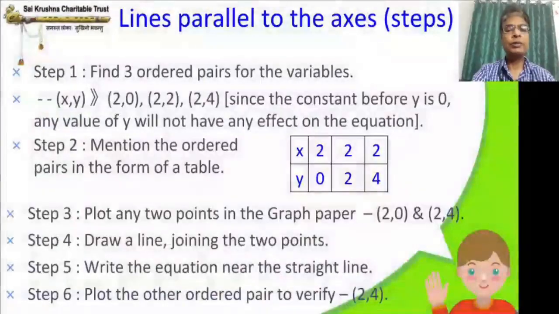We'll go to the next page. Yes, the detailed steps are there. This is for your understanding only. I don't think any one of you requires this, because you are all now thorough in drawing a graph for a linear equation in two variables. Even then, if you want, you can pause the video, note down all these steps, and then come to the next page.